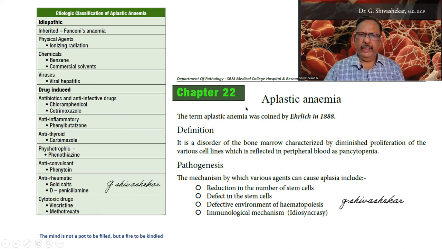Secondly, the term aplastic anemia was coined by Ehrlich in 1888. The basic mechanism can be a reduction in the number of cells, a defect in the stem cells, a defective environment as in viral infection, an immunological mechanism, or idiosyncrasy.